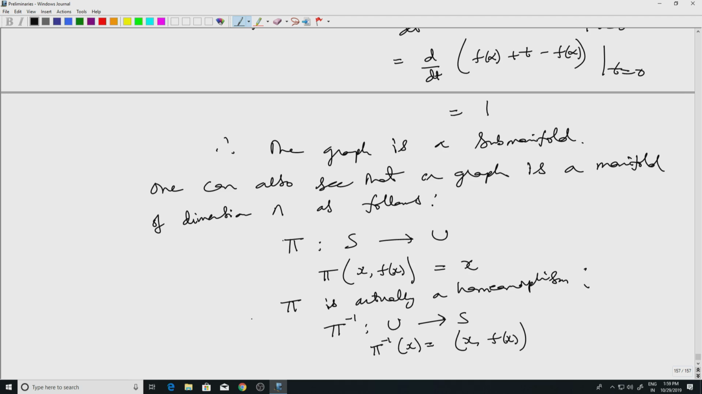So S is covered by a single chart, and the topology on S is coming from R^(n+1). With that topology, S is covered by a single chart, and that's given by pi. So one can put a smooth manifold structure on S in a very trivial way via a single chart.